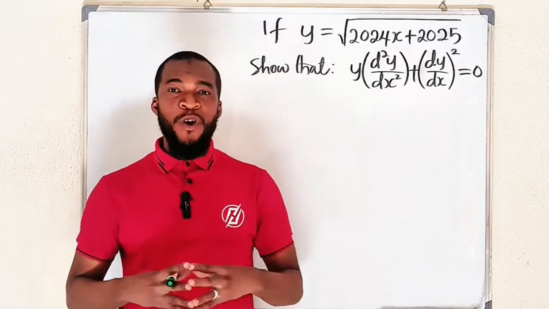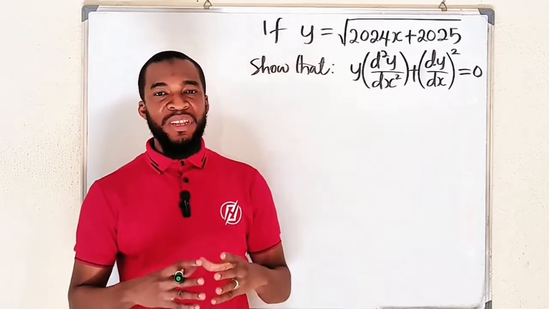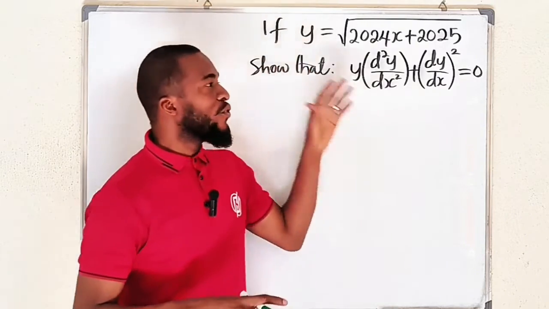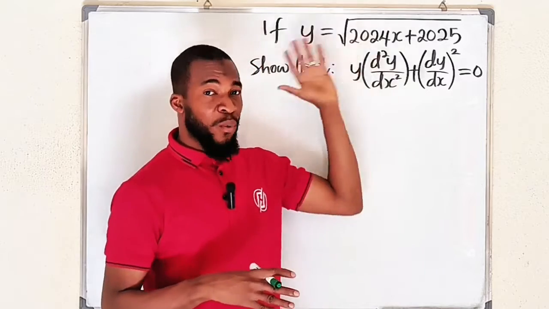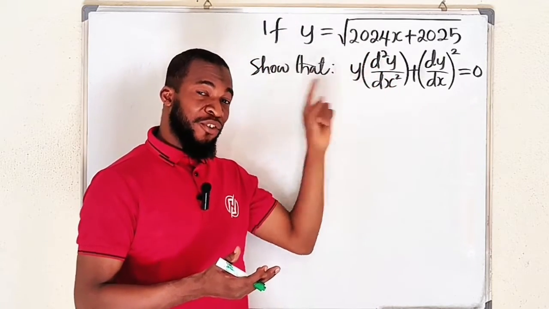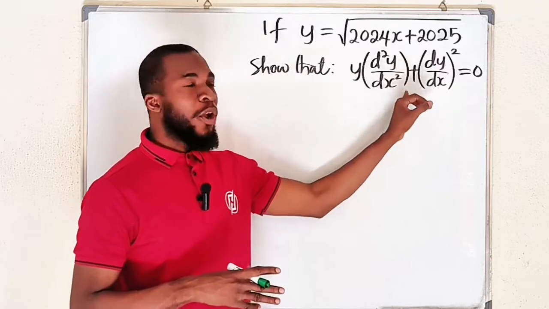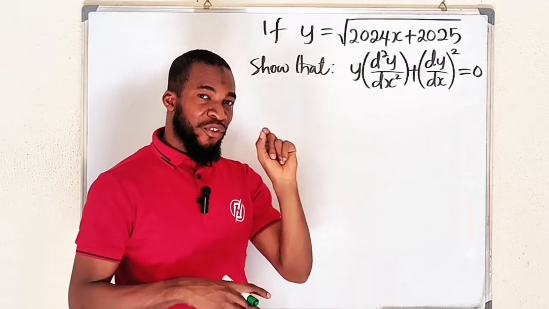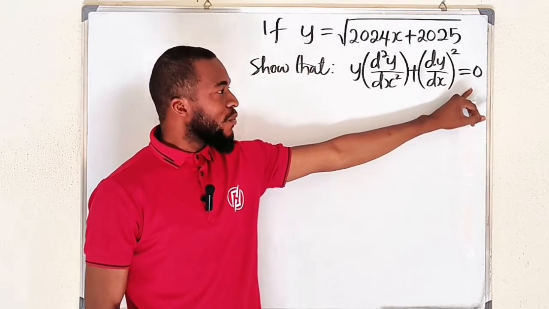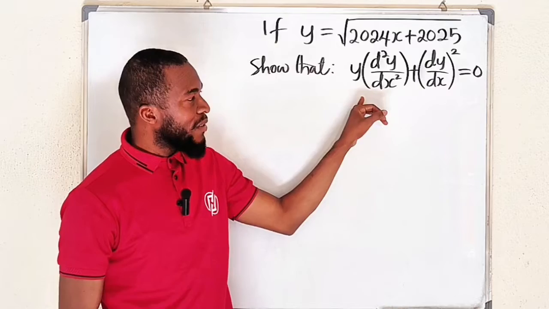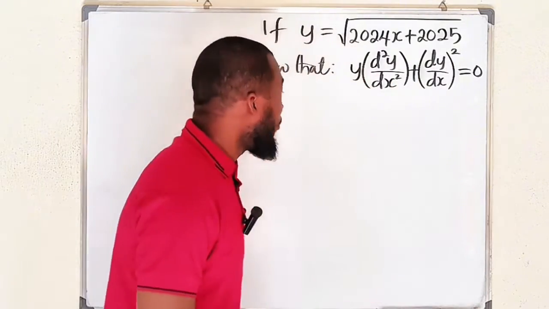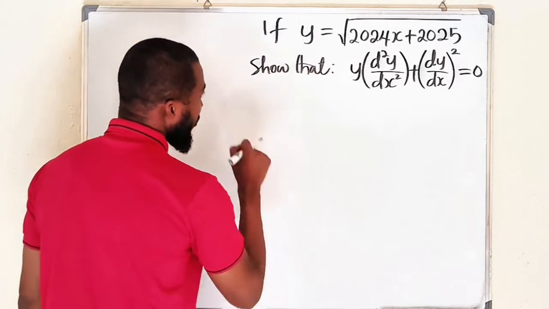We are given that if y is equal to the square root of 2024x plus 2025, then we are asked to show that y, which is the original function, multiplied by the second derivative of that function with respect to x, plus the first derivative of that function with respect to x whole squared, equals 0, which means that after simplifying the left hand side, it will turn out to be equal to 0, and that's what we need to show here. So first of all, let us differentiate the function.